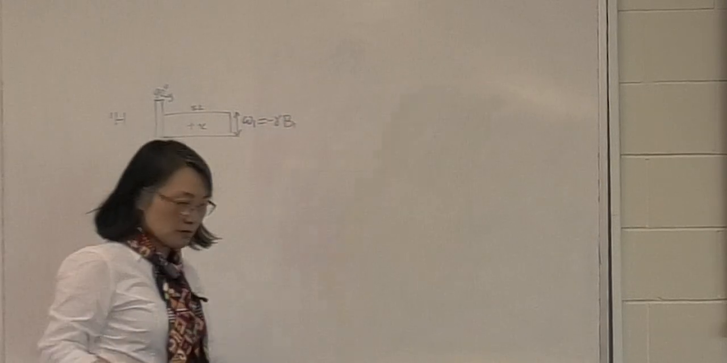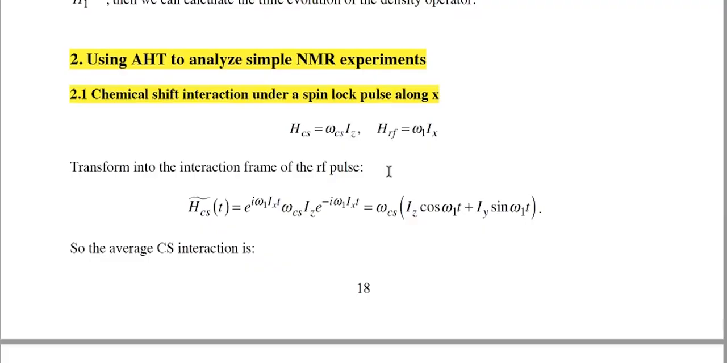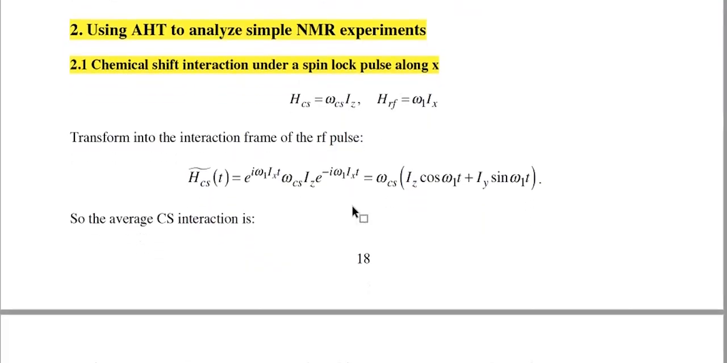Omega 1 equals gamma B1. And I'm going to now take the average Hamiltonian theory and transform the chemical shift interaction into the interaction frame of the RF pulse, the X pulse. What that means is I take the omega CS IZ in the middle, and I have to apply the RF propagators: e to the i omega 1 IX t in the front, and then the minus sign in the back. That's because the RF Hamiltonian is omega 1 IX.